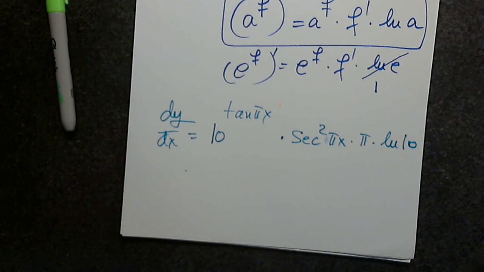So remember to start from the outer to the innermost. So this is the outer, e to something. Then this is the next. Then this is the next. And then because this is not e, I have to multiply by natural log 10.